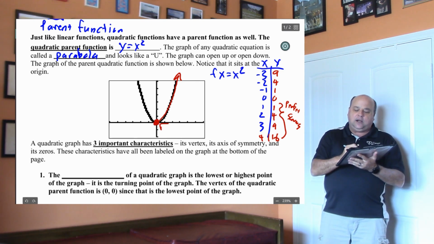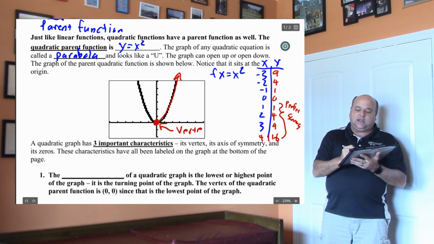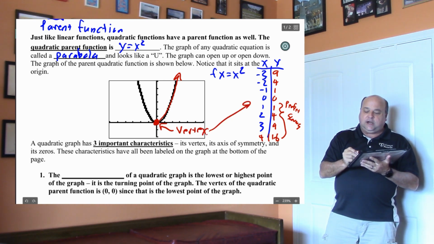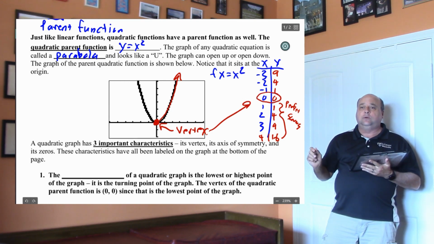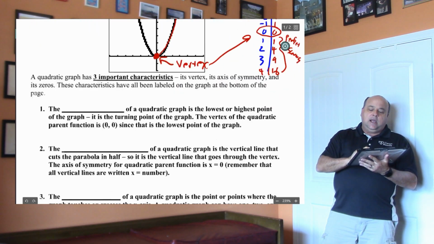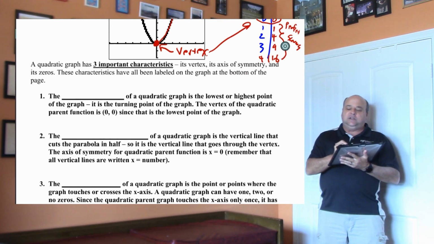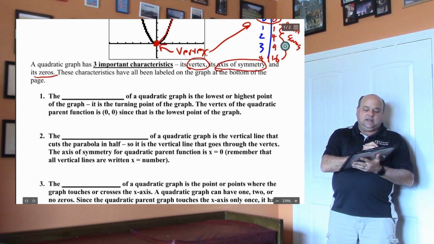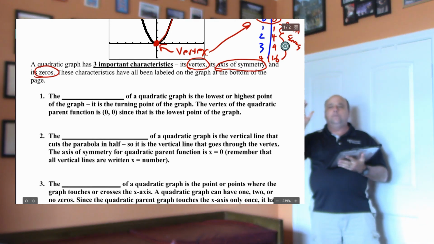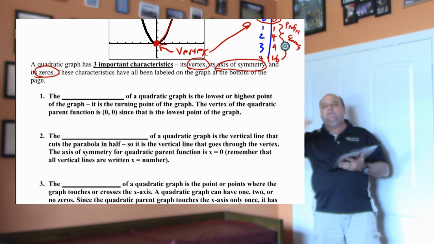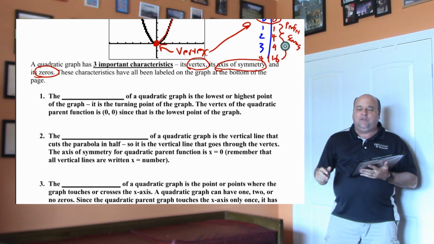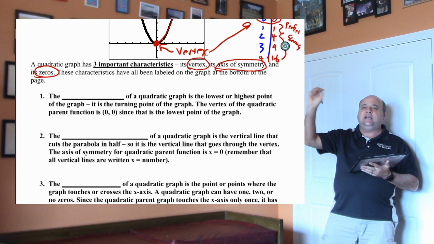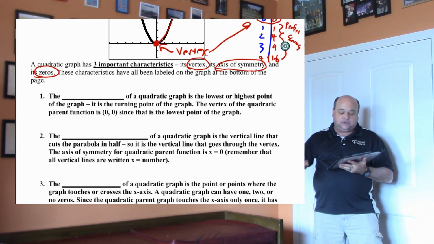This bottom point right here, as we've already learned, is called the vertex, isn't it? That's a very important point. The vertex of the quadratic parent function is 0, 0, isn't it? A graph has 3 important characteristics: its vertex, its axis of symmetry, and its zeros. Those are the important points of the graph. This activity is just to reinforce the vocab. You can be using the calculator, graphing the parabola, and getting the vertex, axis of symmetry, and the zeros.